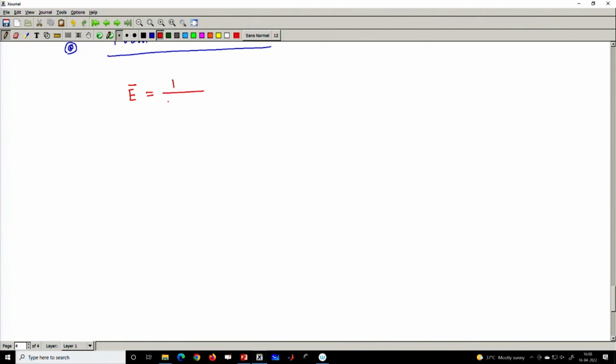which is 1 by 4 pi epsilon 0 and then integration rho of r prime, r minus r prime cube, and r minus r prime vector, and dv prime. This is the electric field due to the charge distribution rho at some point.